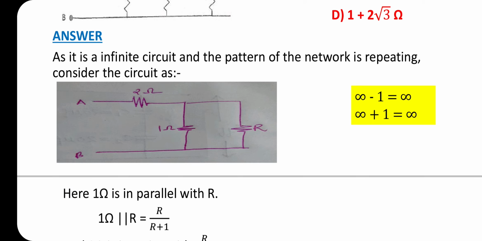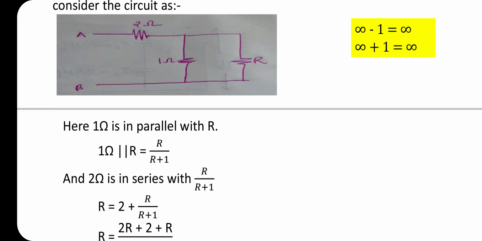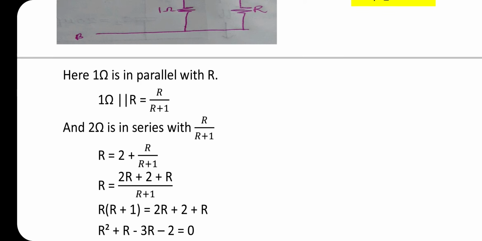Here 1 ohm is in parallel with the resistor R. Therefore 1 ohm parallel with R is equal to R into 1 divided by 1 plus R, we get R by 1 plus R. And here 2 ohm is in series with R by R plus 1. That is the total resistance R equal to 2 plus R by R plus 1.